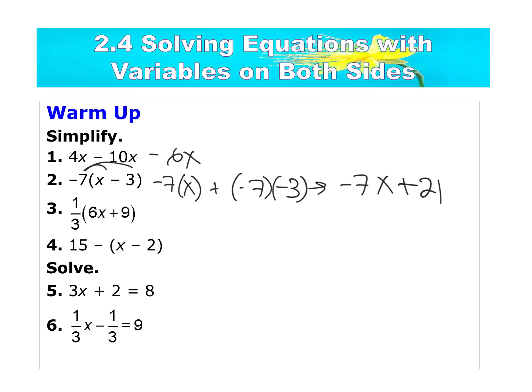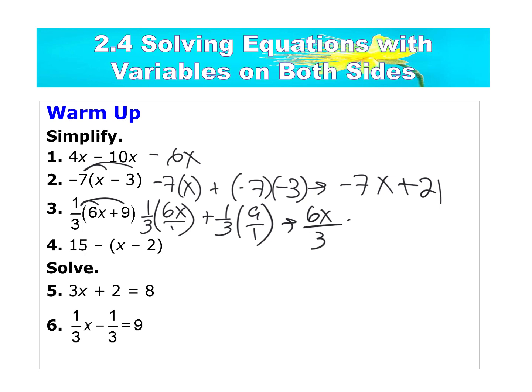So for number 3, we're going to distribute that 1/3 to both of these, which is going to give us 1/3 times 6x plus 1/3 times 9. Now both of these, we can put them over 1 to be able to multiply them easier, which is going to give us 6x over 3 plus 9 over 3. And again, this is going to simplify to 2x plus 3.